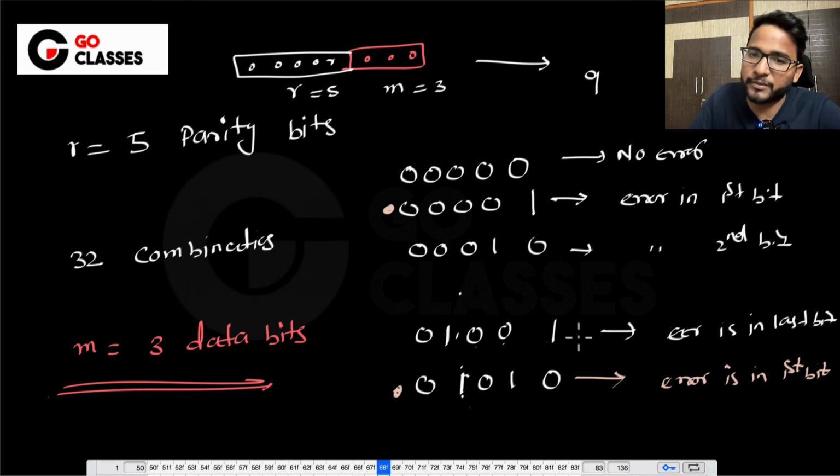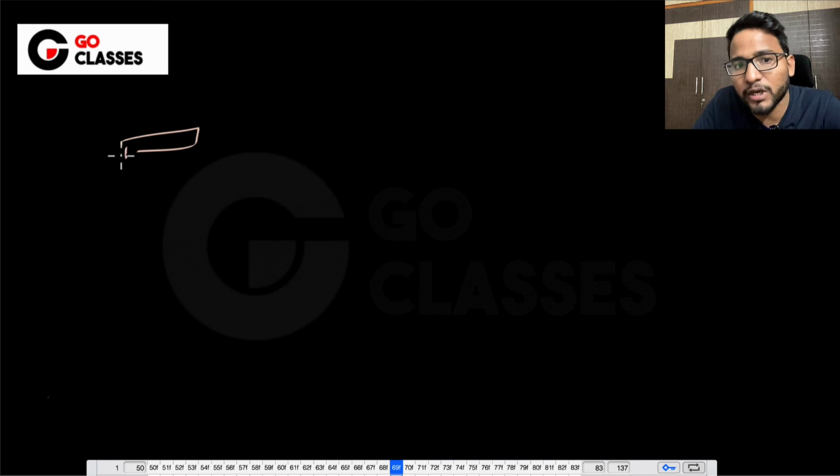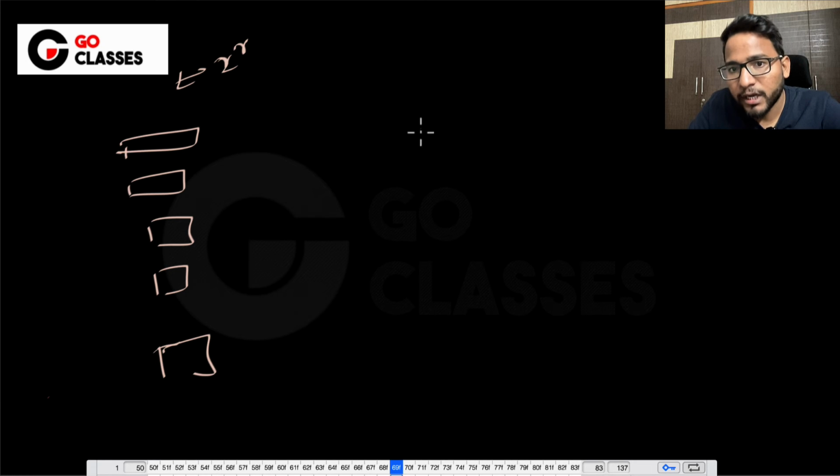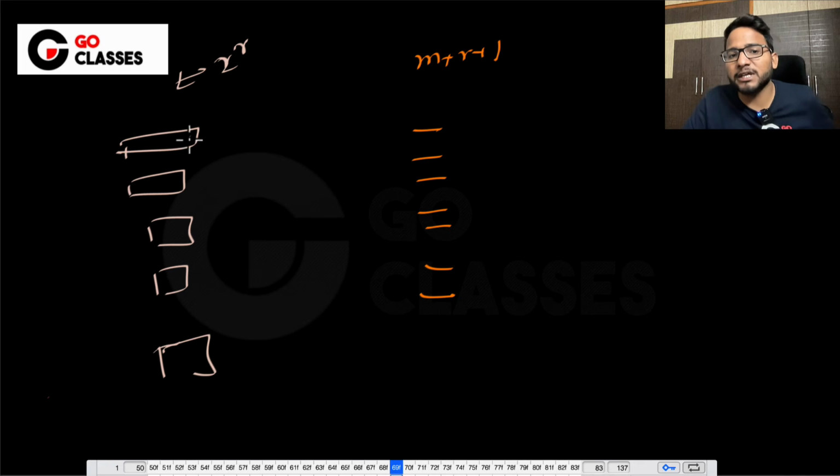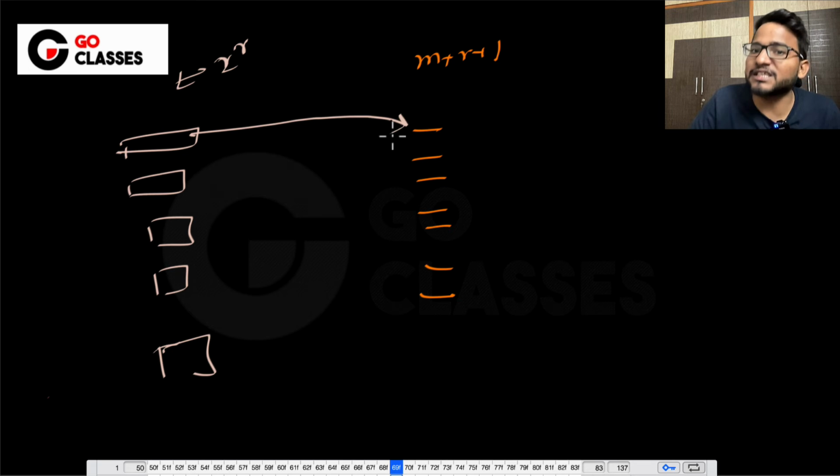You just need 9 representations, but since you have multiple, you can assign multiple. See, this 2 power r is your capacity, and the channel can destroy into m plus r plus 1 positions. Whatever capacity you have, this should tell me that the error is in exactly this position.